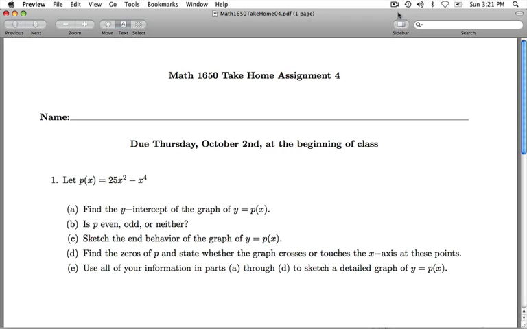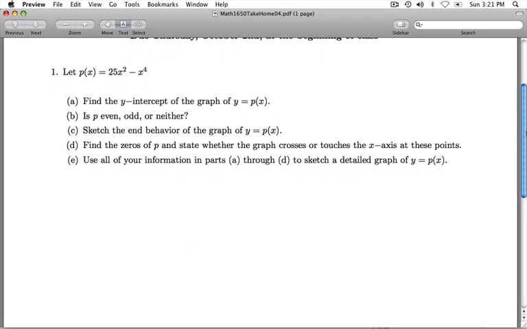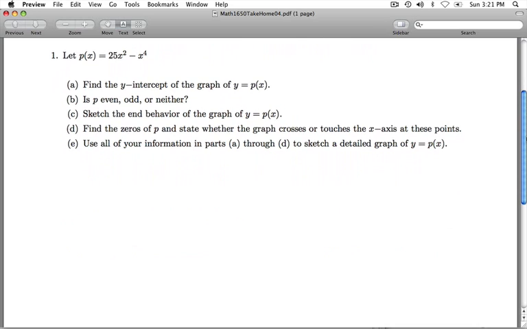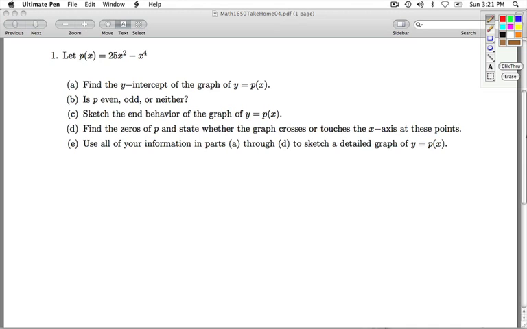Hi folks, this is College Algebra Take Home 4. We're given a polynomial and we're asked to run the gamut on it here. So I've got p of x is 25x squared minus x to the fourth.